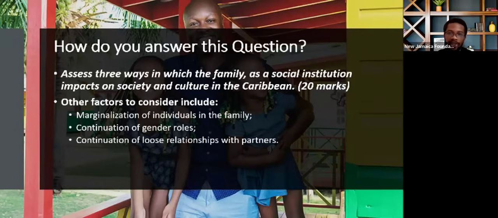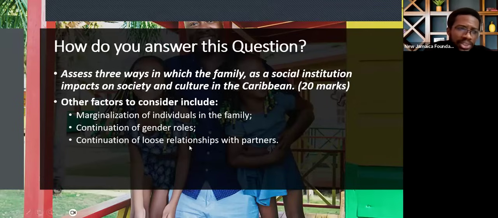So basically, if you get a question like this, you might be thinking, oh, wow, this is so difficult. How do I assess how the family as a social institution might impact society? Well, what it really asks you is to think, what is the impact that your family might have on you? And then see how that might not be as unique as you might think, but can be broadly generalized to the Caribbean. So that's what that question asks you. I chose this question because it might seem difficult on the surface, but once you start to think through what they're looking for, that might prove to be very helpful.